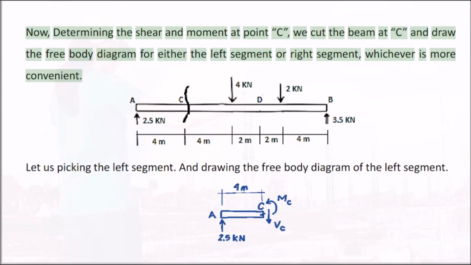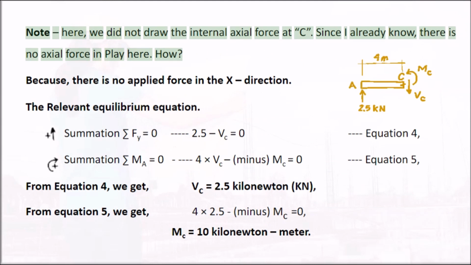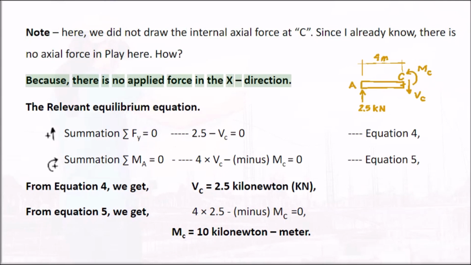Now, to determine the shear and moment at point C, we cut the beam at C and draw the free body diagram for either the left segment or right segment, whichever is more convenient. Let us pick the left segment and draw the free body diagram of the left segment. Note here, we did not draw the internal axial force at C since we already know there is no axial force in play here. How? Because there is no applied force in the x direction.